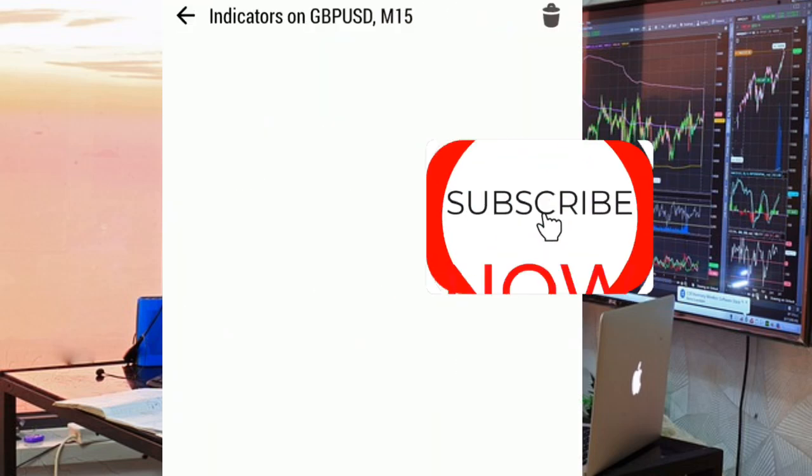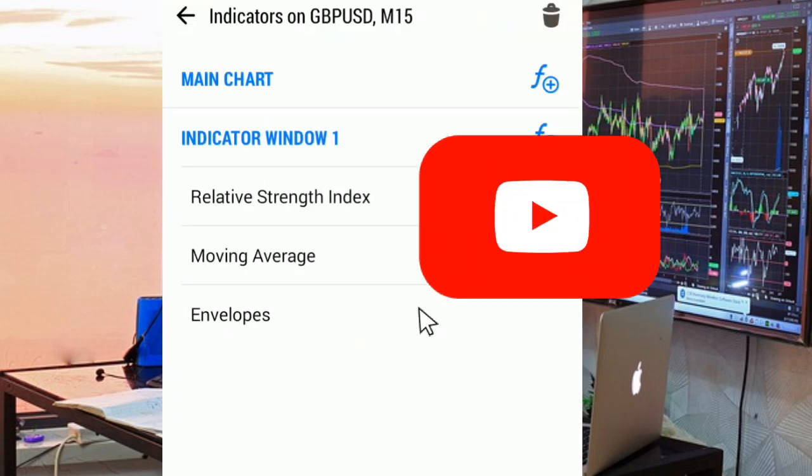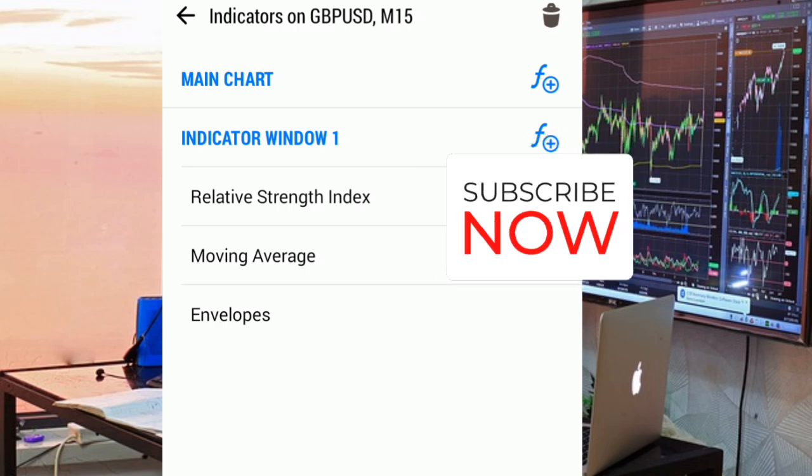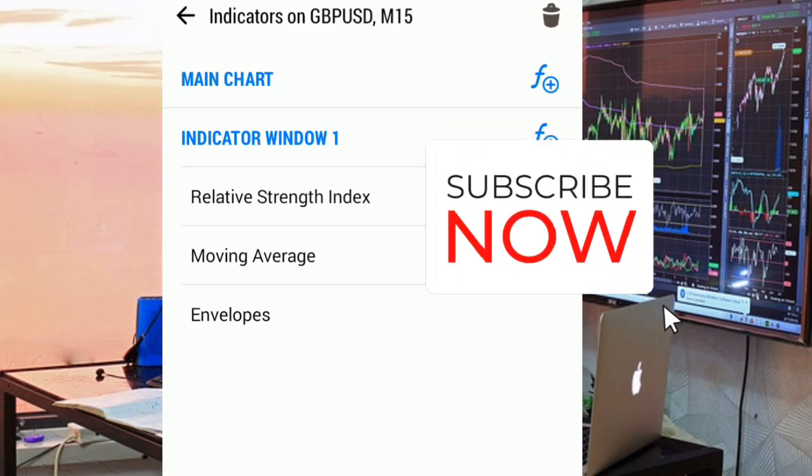So guys, this is really not that complicated. This is the RSI, the moving average, and the envelopes. So easy to use and so easy to apply.